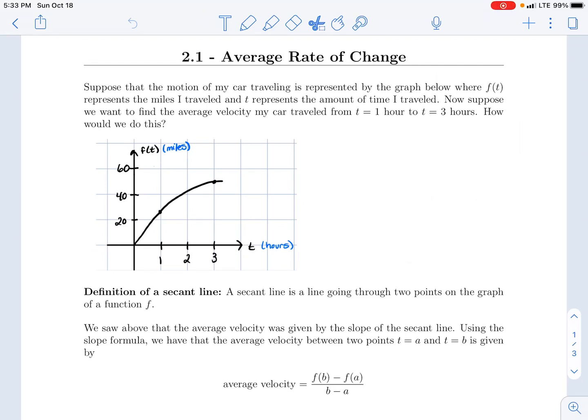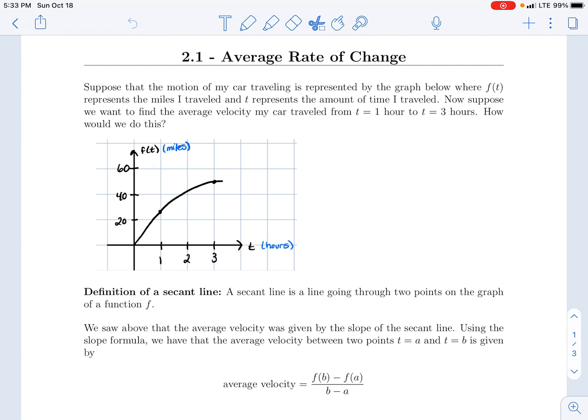Everyone. So today we're going to talk about the average rate of change. And so before I get into what exactly the average rate of change is, I'm just going to propose this scenario to you. Suppose that the motion of my car traveling is represented by the graph below, where f of t represents the miles I have traveled, and t represents the amount of time I've traveled.